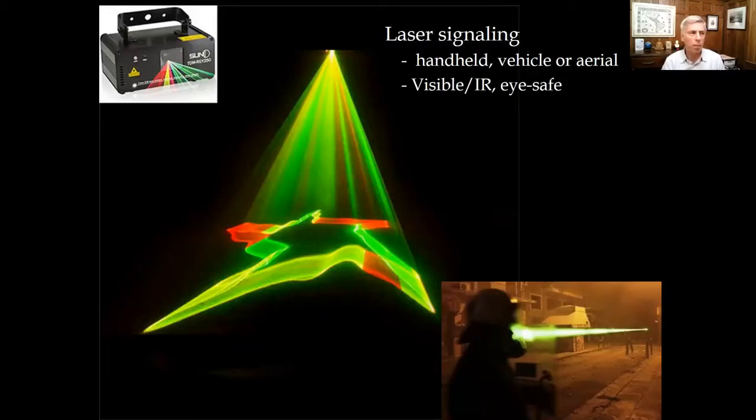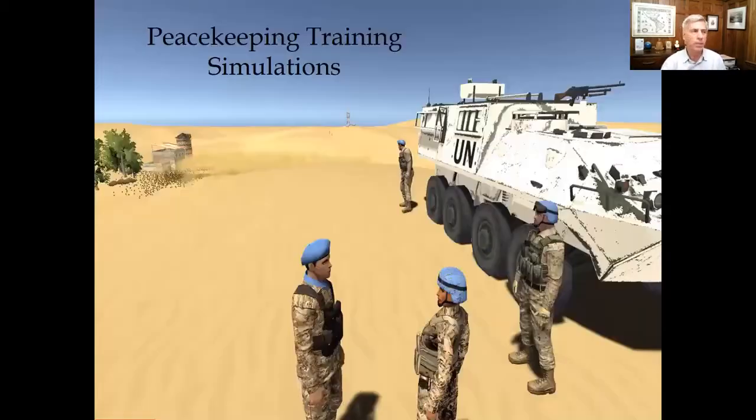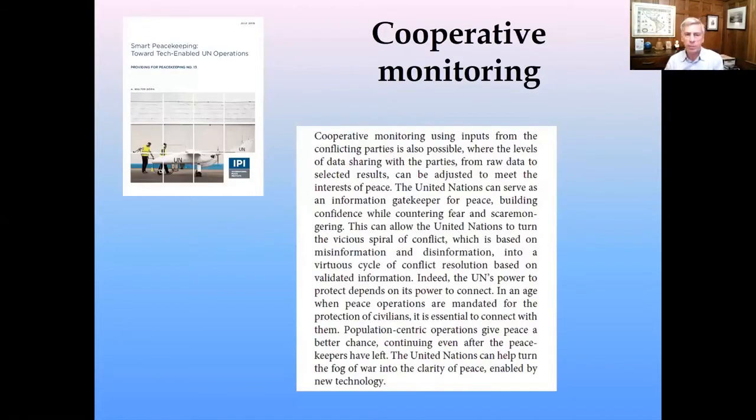So send a signal by a laser, shining a red dot on someone's chest might stop them. I'm also looking at the training simulations. So how do you train peacekeepers? Some of the video technology that we see now could be applied into UN missions, and taking the commercial Unity software, we can find all kinds of ways.